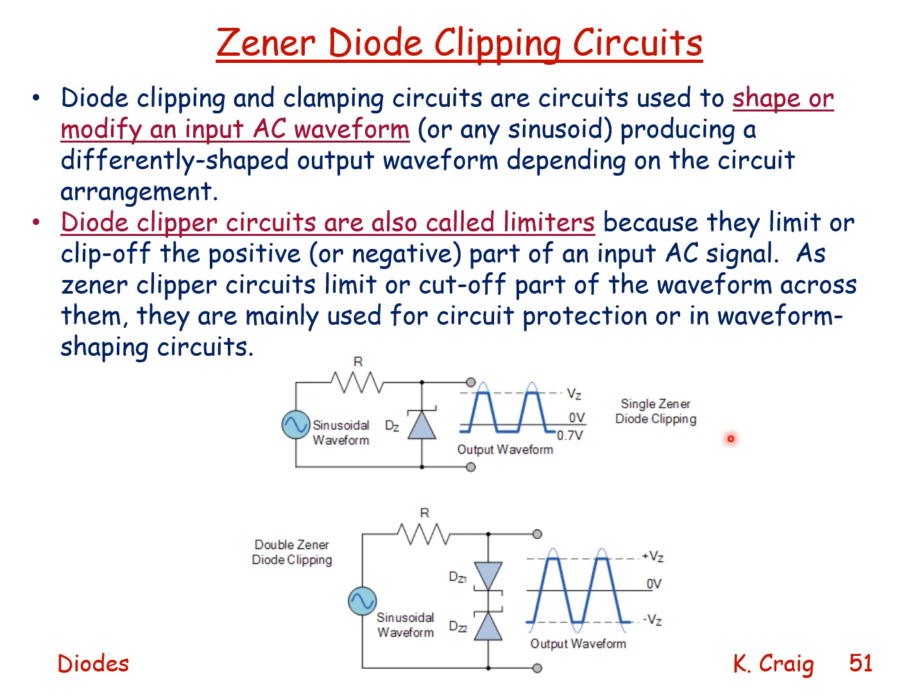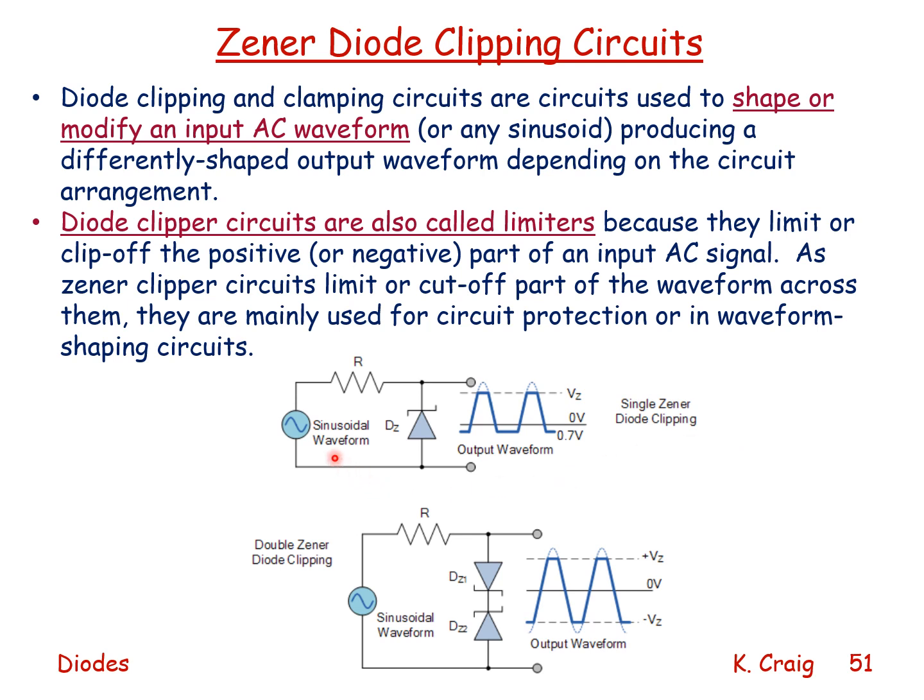Zener diode clipping circuits. Diode clipping and clamping circuits are circuits used to shape or modify an input AC waveform, or any sinusoid, producing a differently shaped output waveform depending on the circuit arrangement. Diode clipper circuits are also called limiters because they limit or clip off the positive or negative part of an input AC signal. As Zener clipper circuits limit or cut off part of the waveform across them, they are mainly used for circuit protection or in waveform shaping circuits.